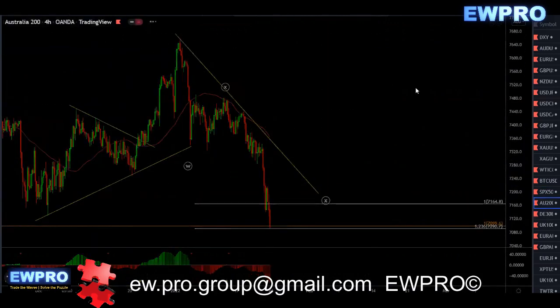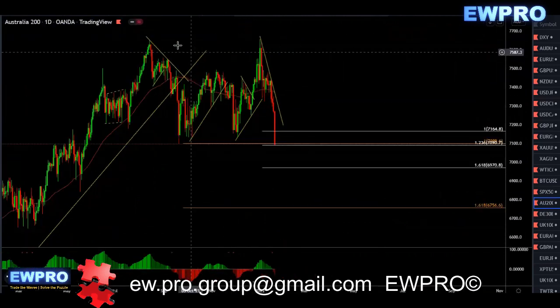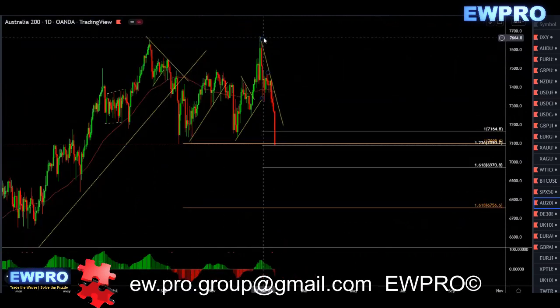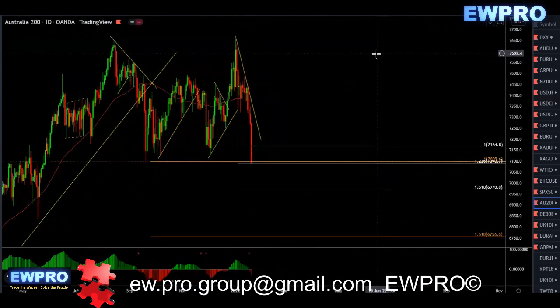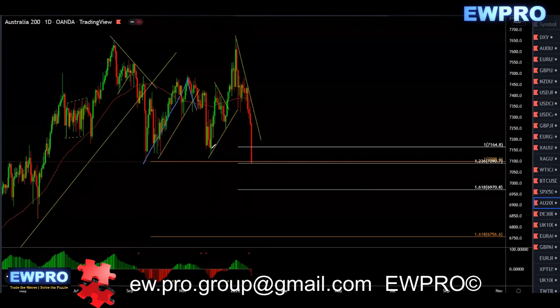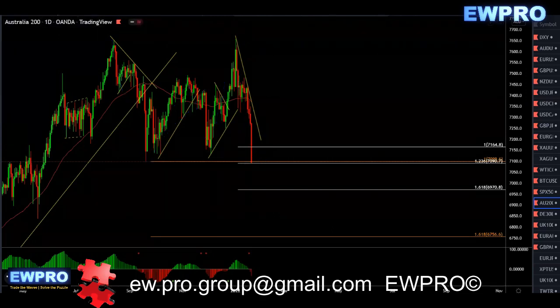AU 200 on the daily. So this one here just broke the top. We got a break from the top and we got a nice impulse down. We got 3 up in here, so we got 1, 2, 3 breaking the top. So this still can be an expanding flat and give us another one up. We've broken that low, so it's a little bit different.